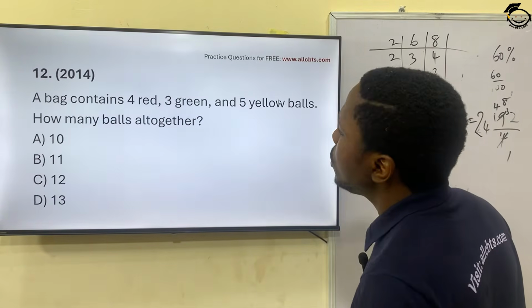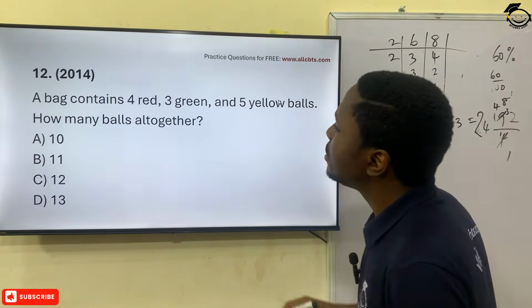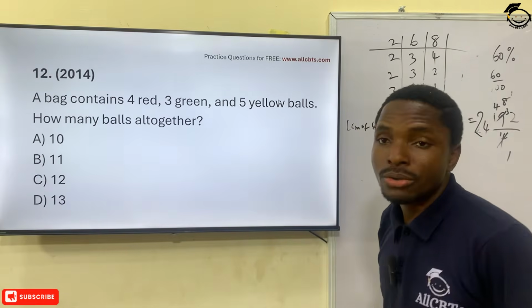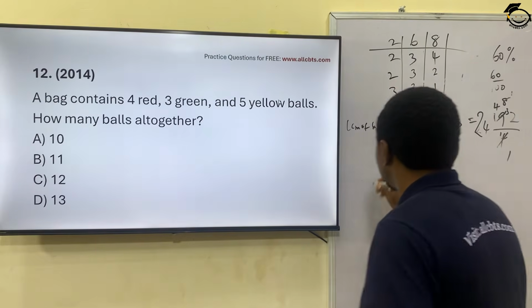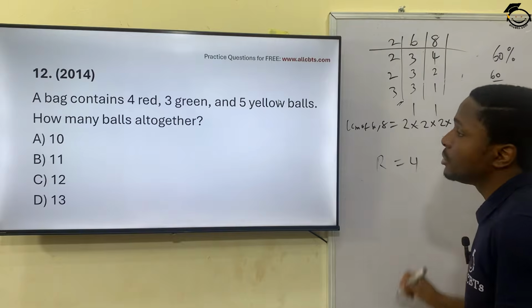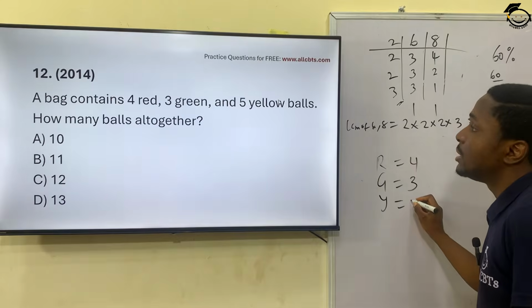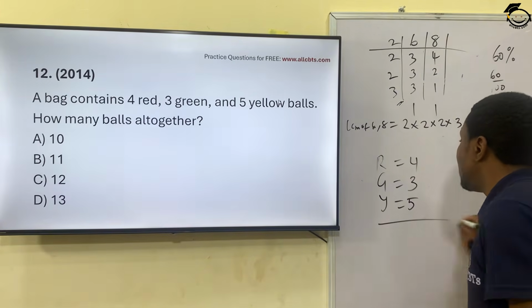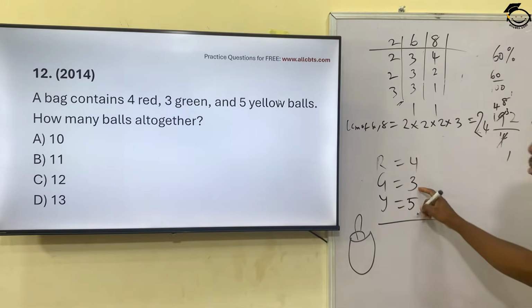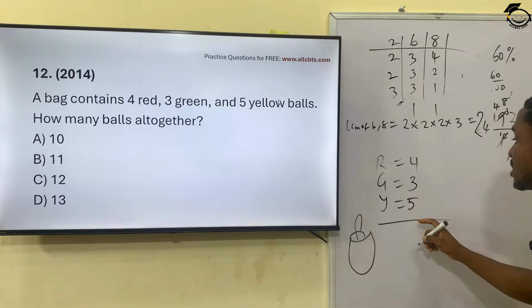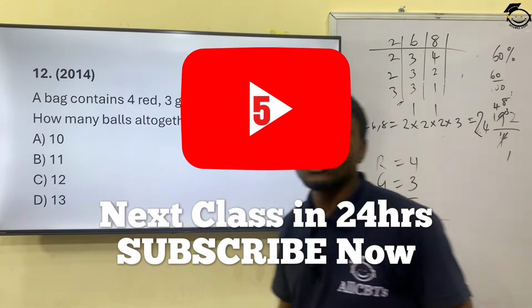And then question 12 from 2014. A bag contained 4 red, 3 green, and 5 yellow balls. How many balls are inside the bag? They say inside the bag, there's 4 red balls, green balls 3, and then yellow balls there's 5. How many balls are inside the bag? Okay, in total. So you have 4 plus 3 plus 5. 4 plus 3, 7. 7 plus 5, 12 balls. So 12 balls are inside the bag in total.